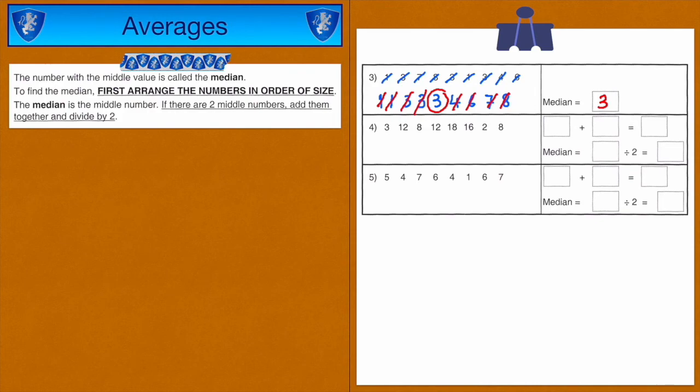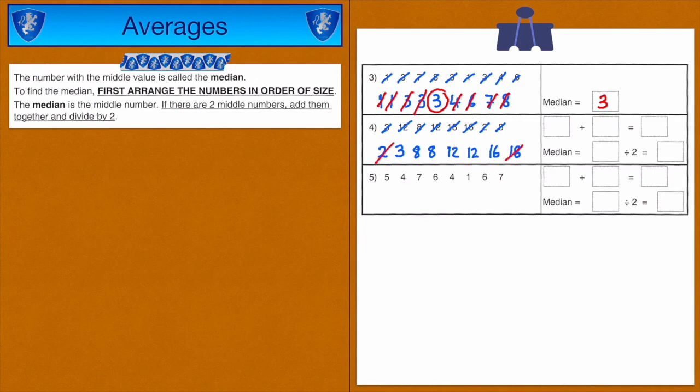So that was simple. Right, let's try the next one. So we've got 2, then we've got 3, then we've got 2 8s, and we've got 2 12s, 16, and we've got 18. So we're going to try and find the middle, so we cross off the ends.